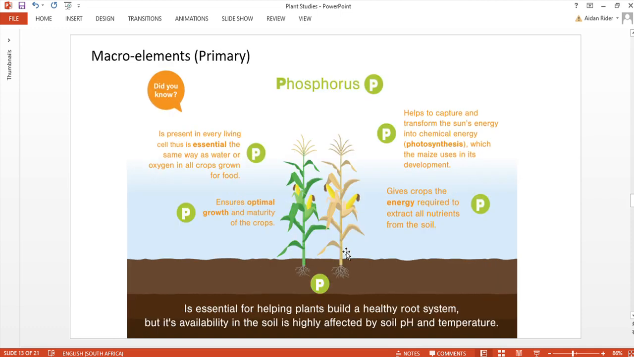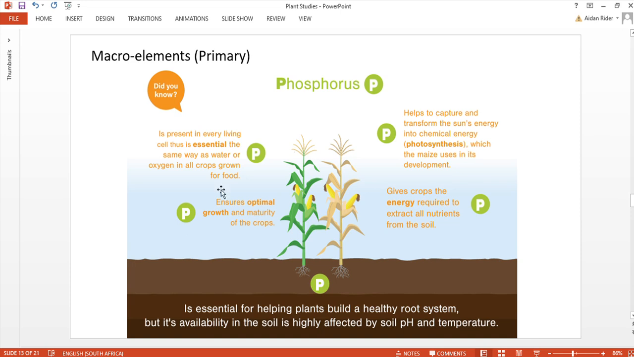Then secondly is phosphorus, also one of the primary macro elements. So phosphorus is essential for helping plants build a healthy root system, and its availability in the soil is highly affected by soil pH and temperature. So yes, the soil needs to be at a certain acidity or alkalinity, and also a certain temperature for there to be enough phosphorus in the soil. It gives the crops the energy required to extract other nutrients from the soil. Also, it helps to capture and transform the sun's energy into chemical energy, so it's needed during photosynthesis. And also it ensures optimal growth and maturity of crops.